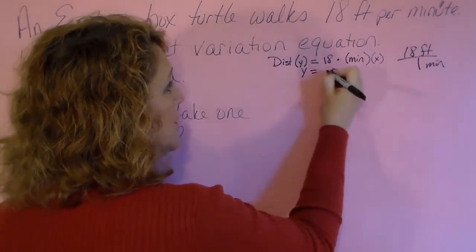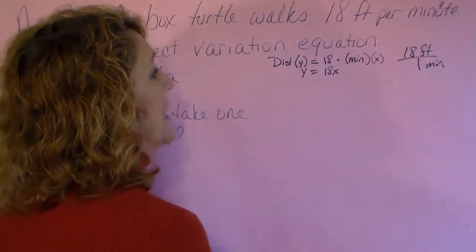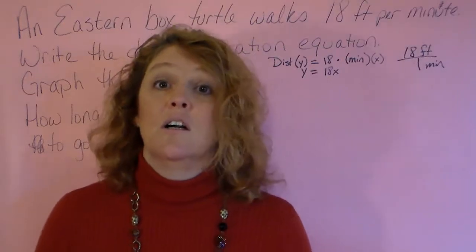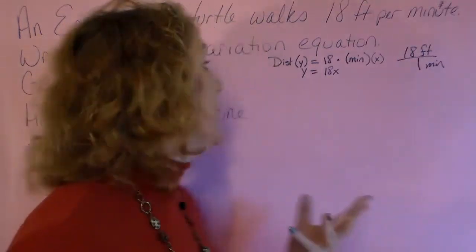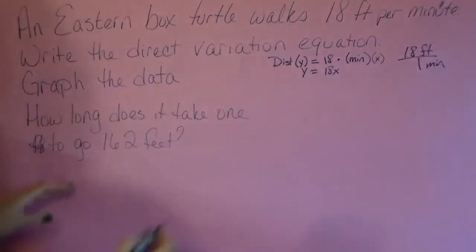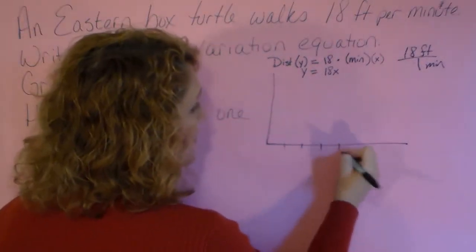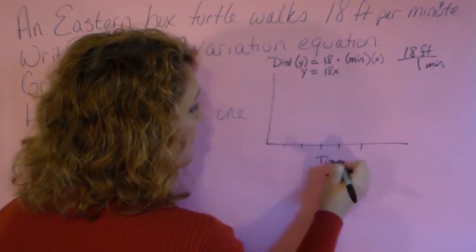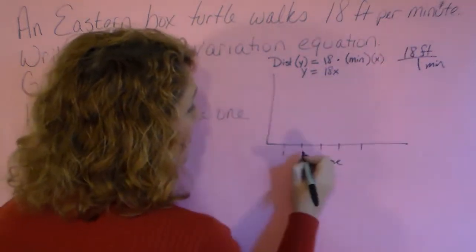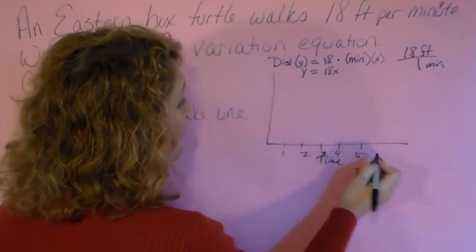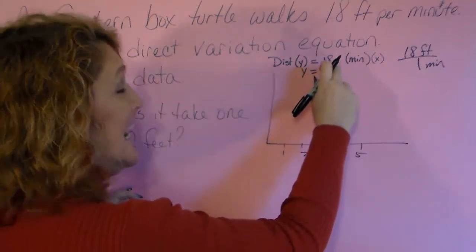So here we've got our equation, y equals 18x. This is our direct variation. How do we graph this? Graph the data. Well, time always goes here. So let's try after 1, 2, 3, 4, 5 minutes. And then our distance, 18 feet.